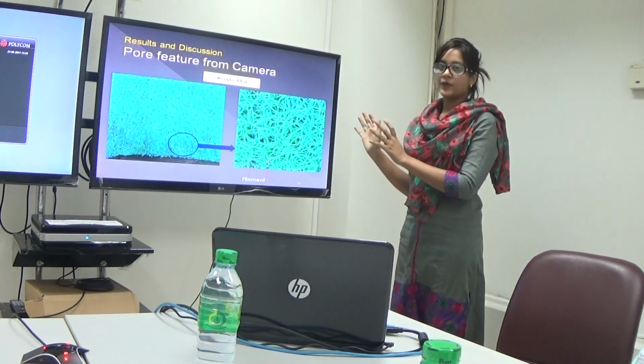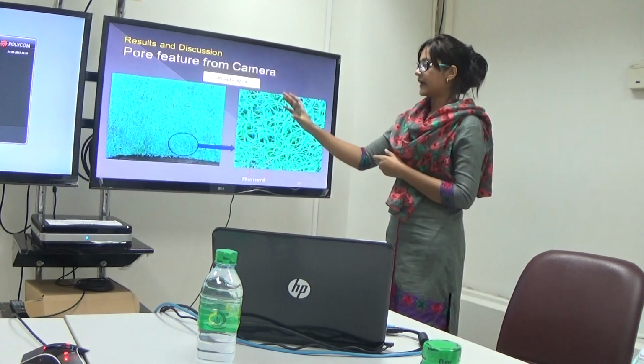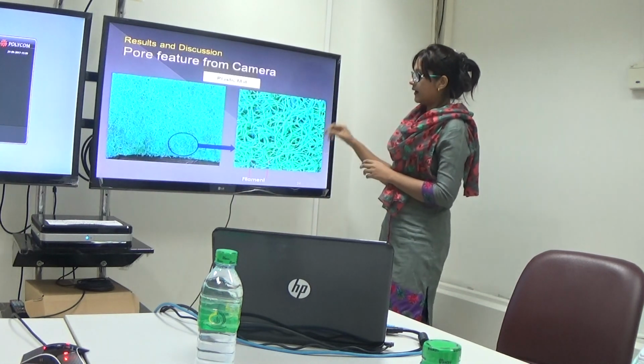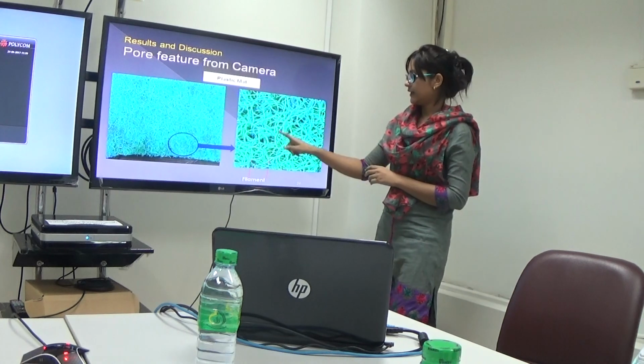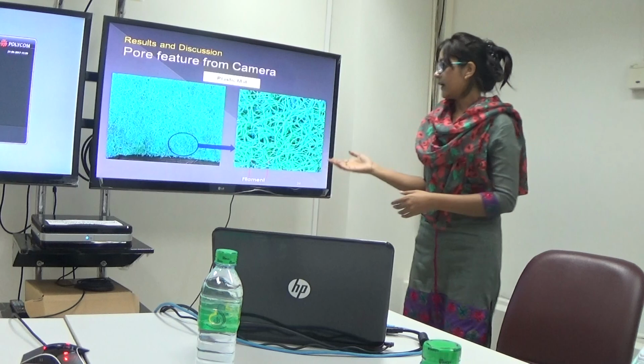And the plastic media, we cannot put it in an optical microscope just like that. So we take a picture by camera and we see the surface of the plastic media. This is the filament of the plastic media that is used for biological treatment.